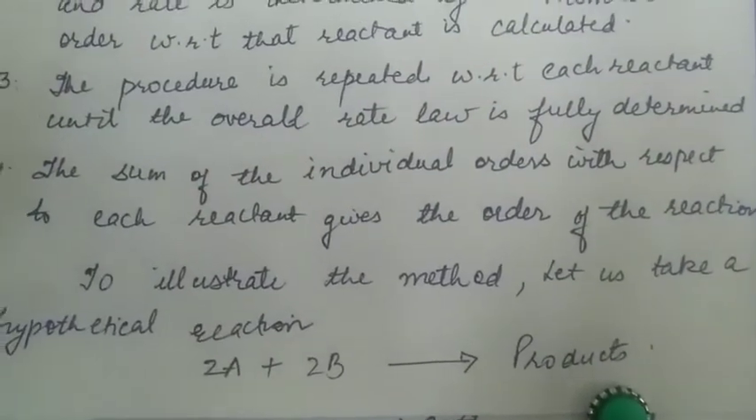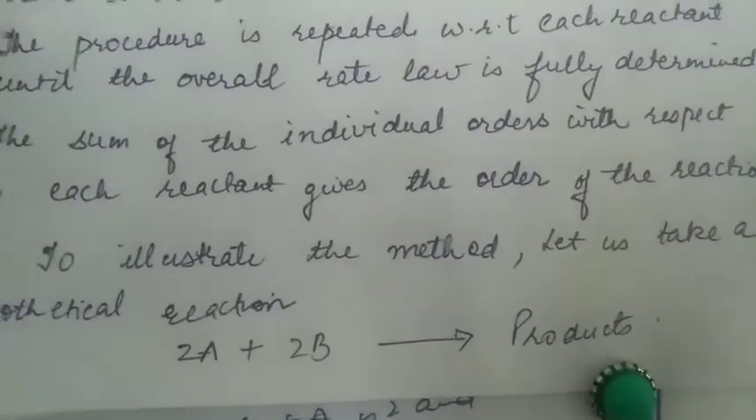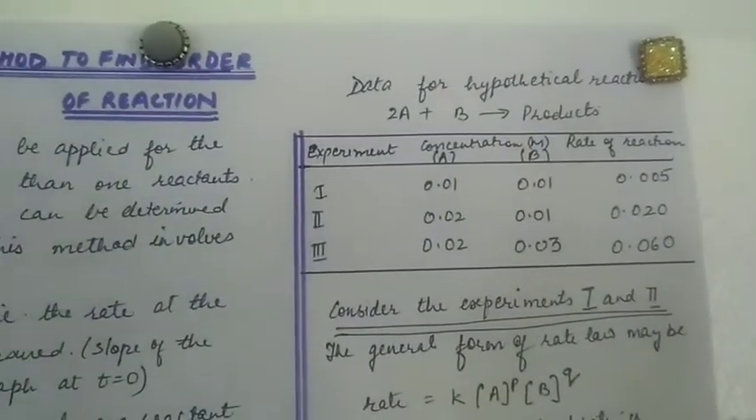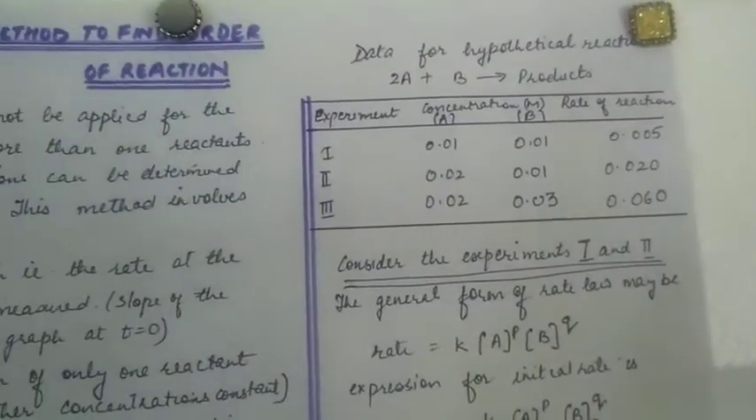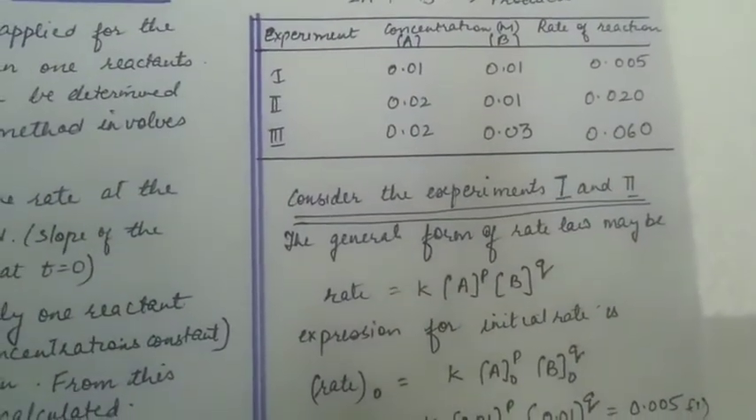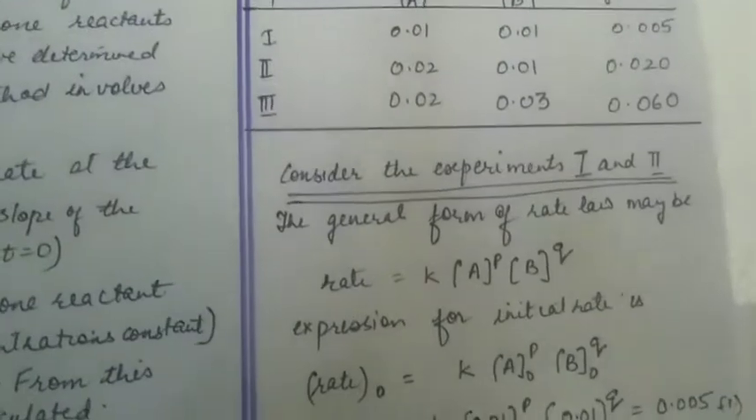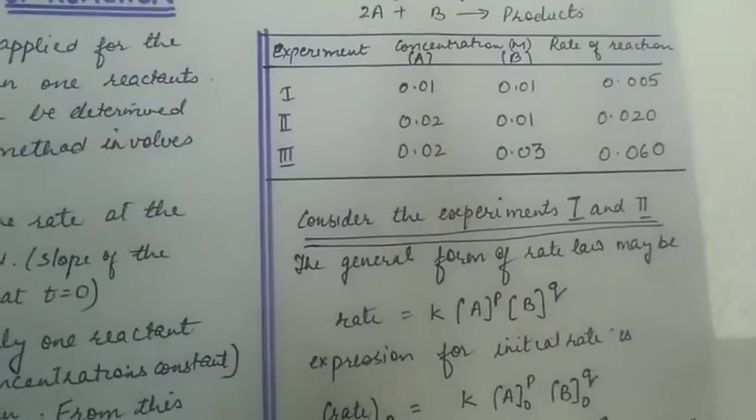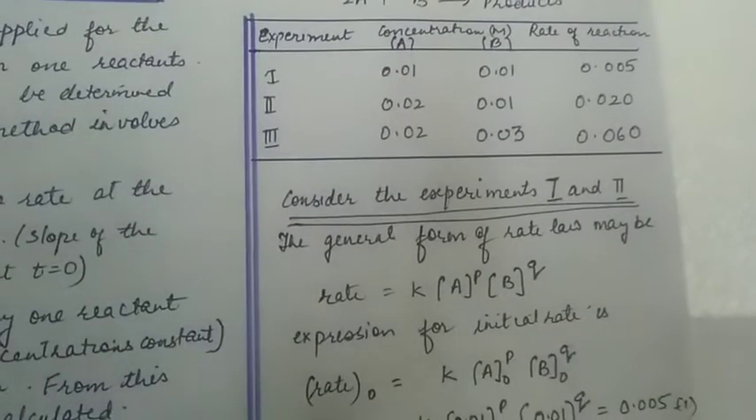To illustrate the method, let us take a hypothetical reaction: 2A plus B forms products. There are 3 experiments in all. In the first experiment, the initial rate 0.005 is obtained when concentration of A and B are taken as 0.01 and 0.01 respectively. And in the second experiment, we keep the concentration of B the same, but we change the concentration of A, we double it and find the rate of reaction, which comes out to be 0.020.